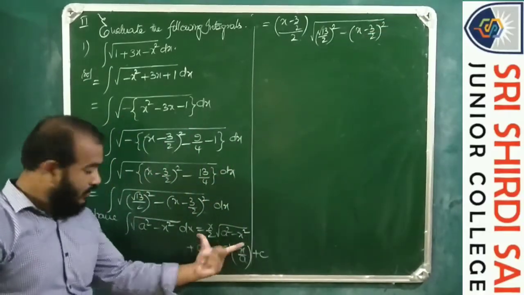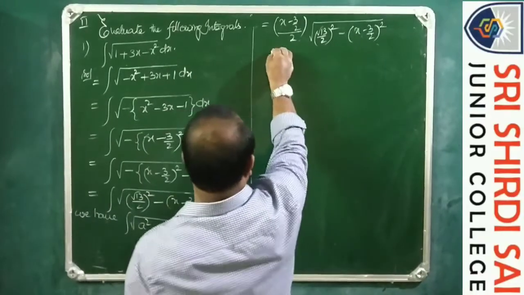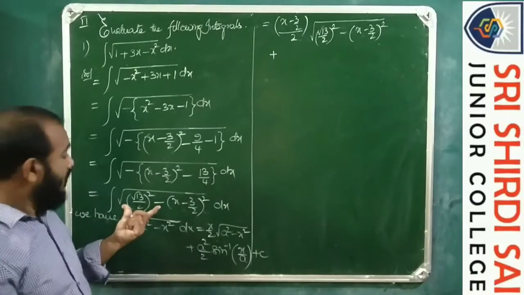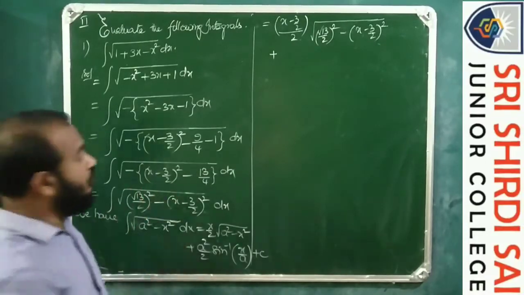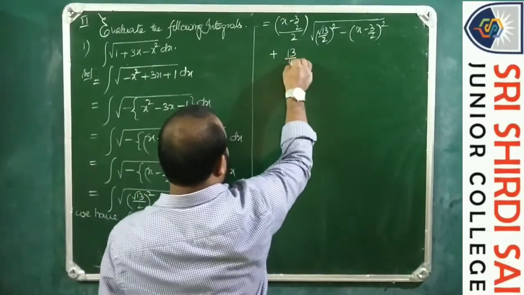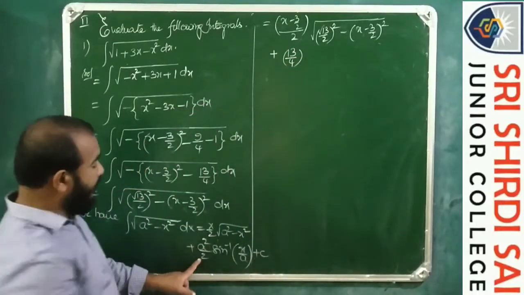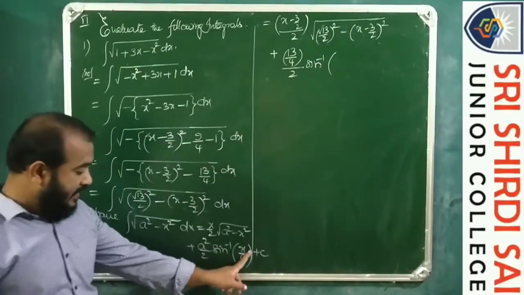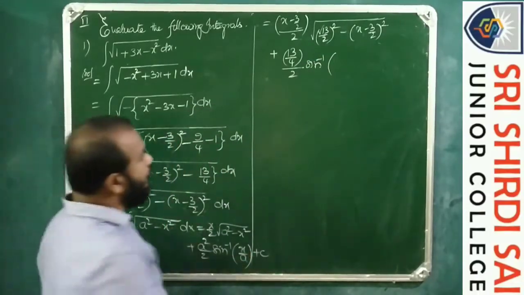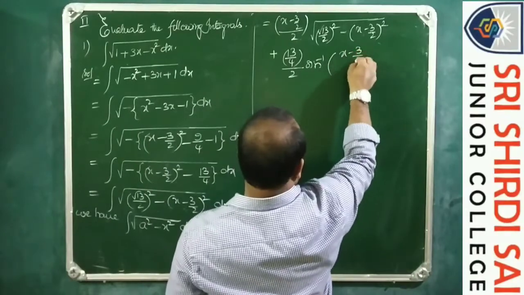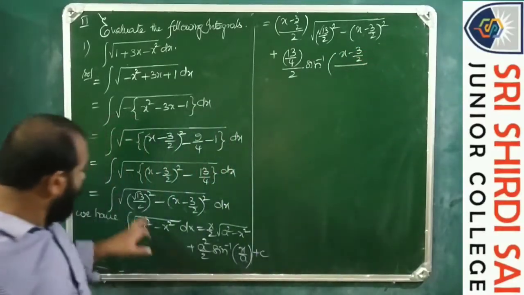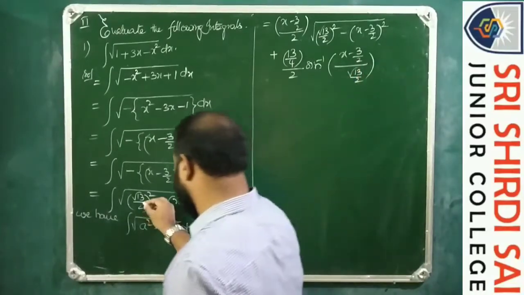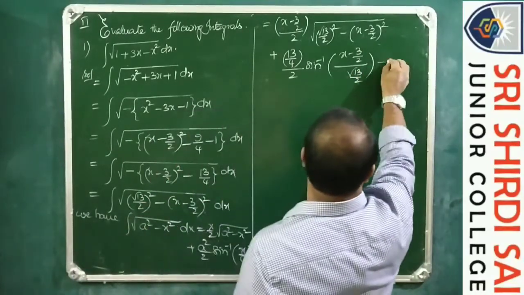So this we have written plus a square by 2. What is a? Root 13 by 2. A square is root 13 by 2 whole square, so 13 by 4. A square by 2 into sine inverse x by a. X is x minus 3 by 2. X minus 3 by 2 by a, here a is root 13 by 2, plus constant of integration c.